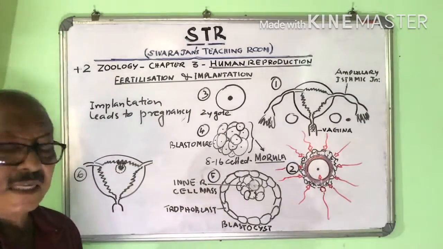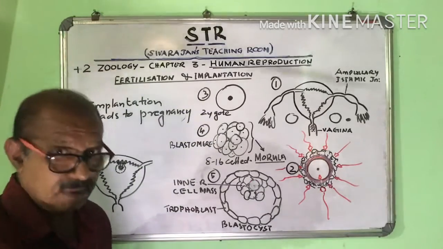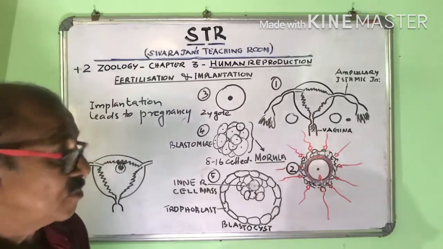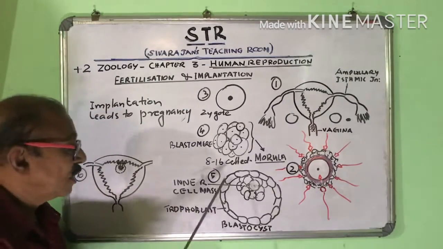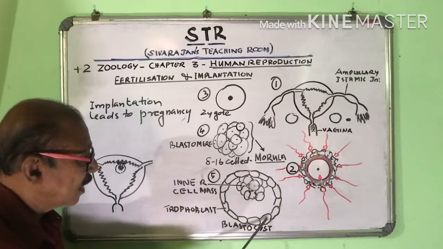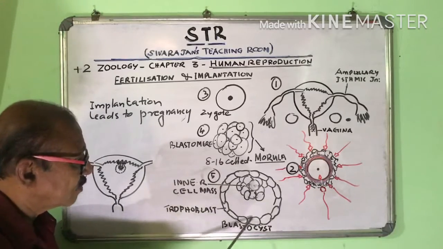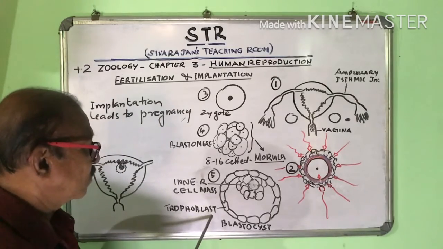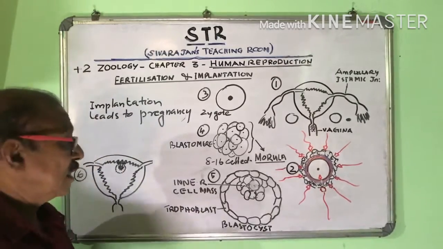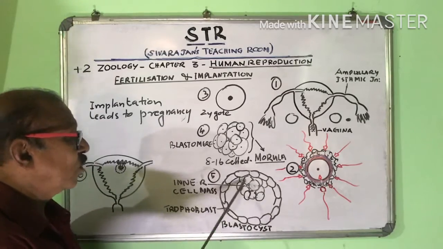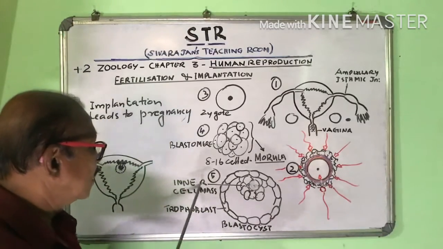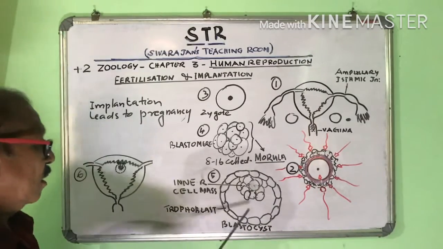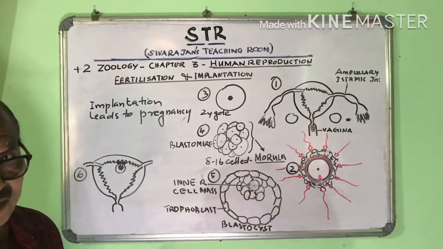And the cells in the morula arrange themselves into an outer layer made of one layer of cells. It is called a trophoblast. And inside the trophoblast there is a group of cells staying together. It is called the inner cell mass. So the morula develops into blastocyst. What is the structure of the blastocyst?